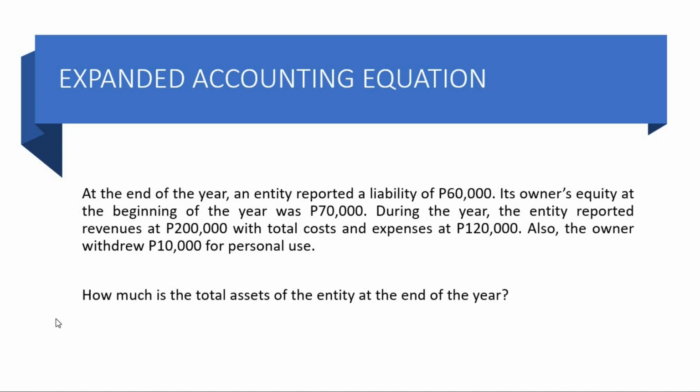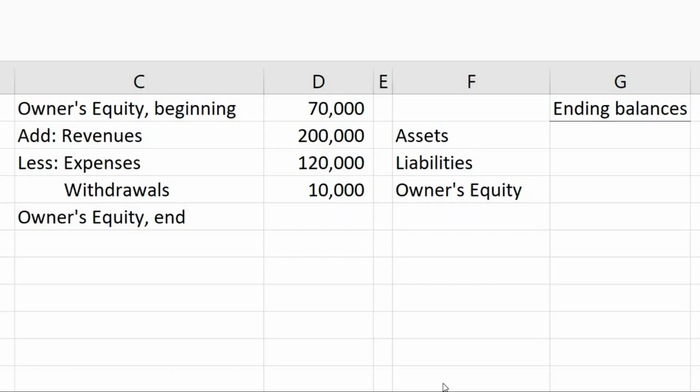So, to answer that, I want to show you the Excel computation of that. Okay, so to continue, this is the Excel computation. So, I have plotted here the given na information. Based doon sa ating problem, sabi niya, the owner's equity at the beginning of the year is 70,000. Then, we have revenues at 200,000, expenses at 120,000, and withdrawals at 10,000.